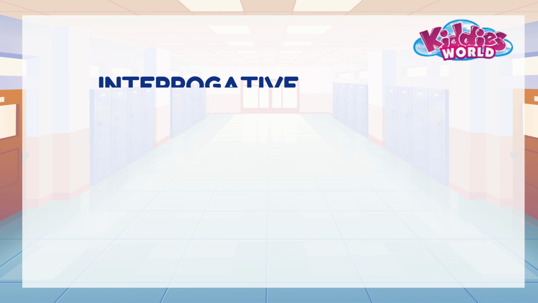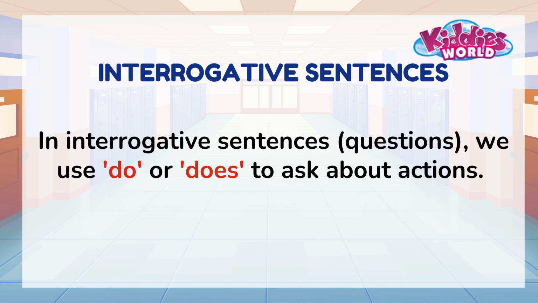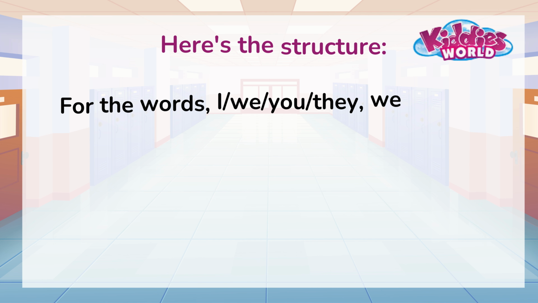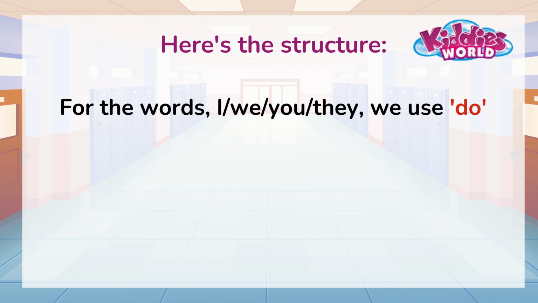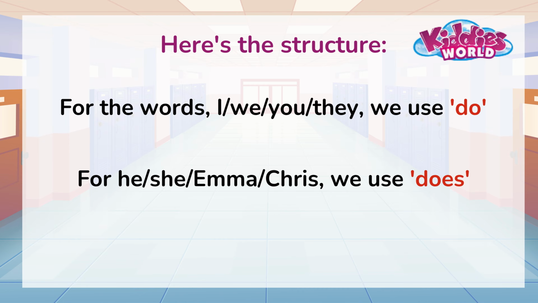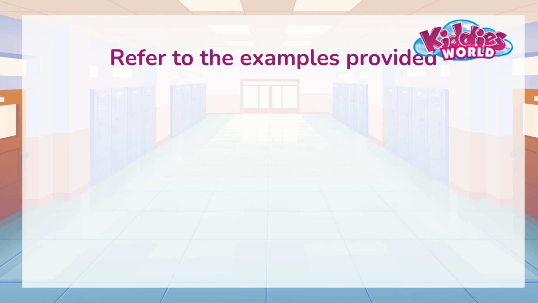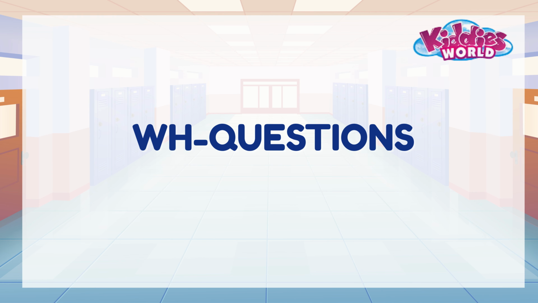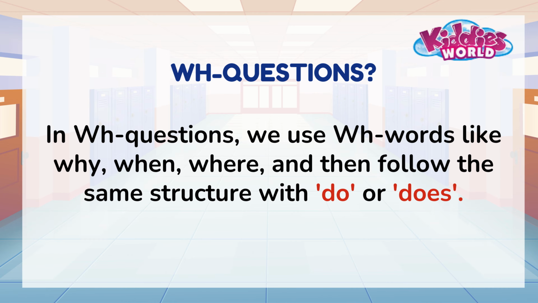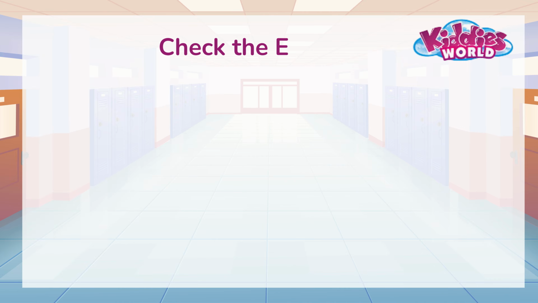Interrogative sentences. In interrogative sentences, questions, we use do or does to ask about actions. Here's the structure. For the words I, we, you, they, we use do. For he, she, Emma, Chris, we use does. Refer to the examples provided. WH questions. In WH questions, we use WH words like why, when, where, and then follow the same structure with do or does. Check the examples.